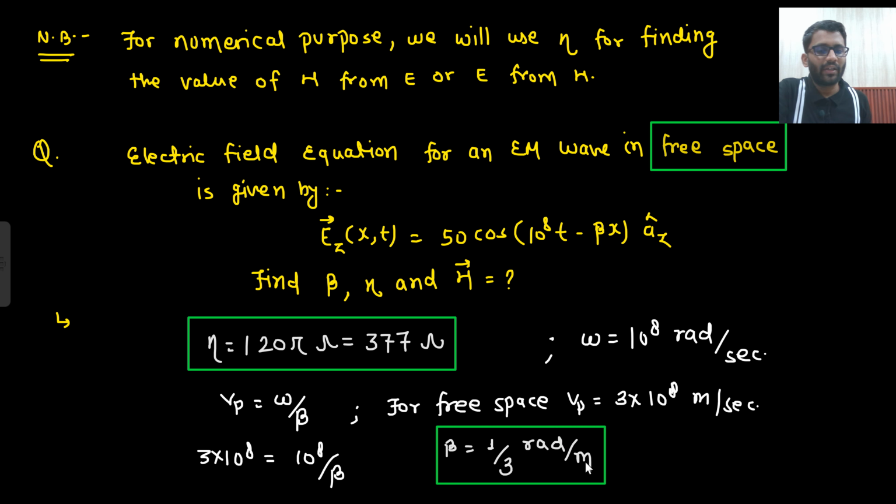Beta value you got to know, Vp equals omega by beta. Vp I already know, which is 3 into 10 to the power 8. Omega here, from here I can see that it is 10 to the power 8. So from there I get the value of beta. Is that clear? Okay. Now what do I need to find?